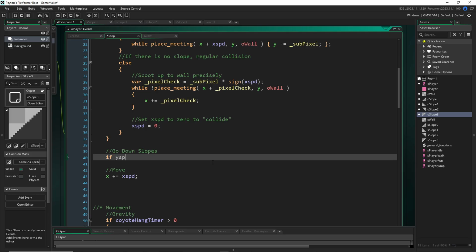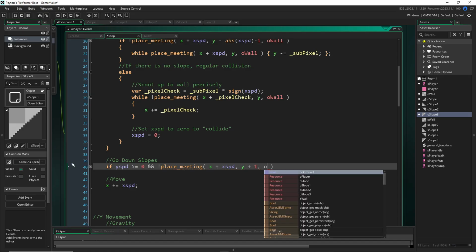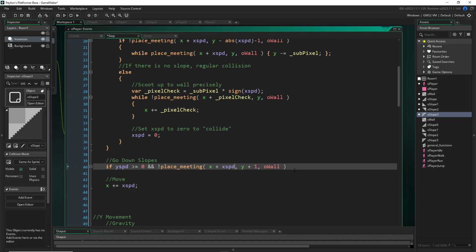So first we can check if our Y speed is greater than or equal to 0, right? So if we're not moving upwards, if we're not jumping, we don't want to snap down to a slope if we're supposed to be moving upwards. So that's number 1. But now let's check ahead where we're going, and we can check under our feet to see if there isn't a wall where we want to be, right? So if not place meeting, so if there is not a wall where we are trying to get with our X speed, so X plus our X speed, and it's not directly below us, so Y plus 1 with object wall, that means where we're stepping, there is no wall below us.